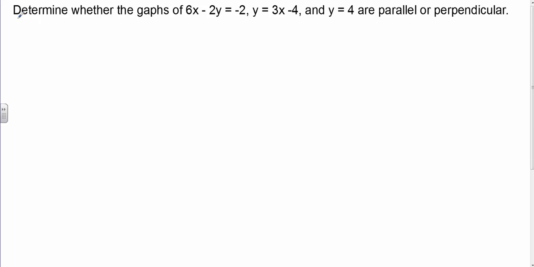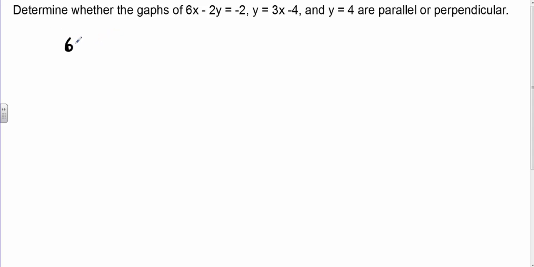Okay, now determine whether the graphs of these three lines are parallel or perpendicular. Remember, the way that you find out if they're parallel or perpendicular is, do they have the same slope or do they have the negative reciprocal slope? So let's try this and see what we get. We want to find the slope of each one.